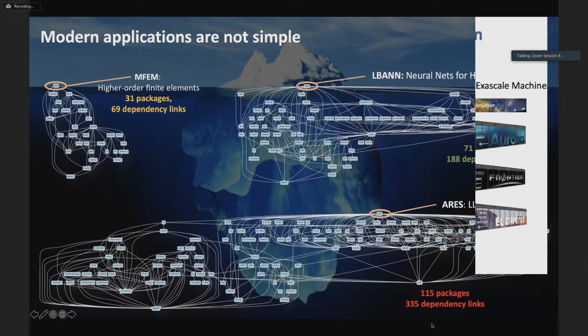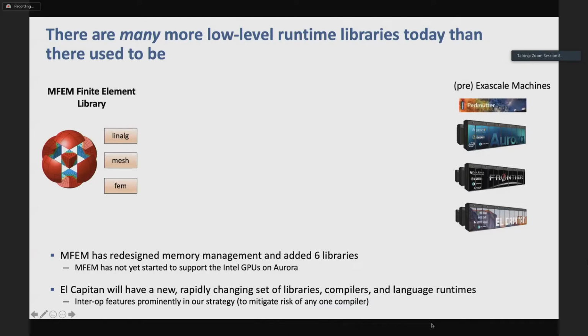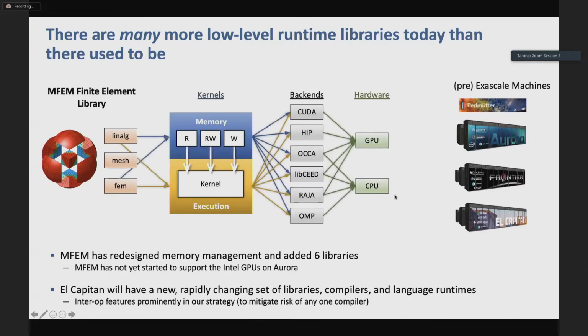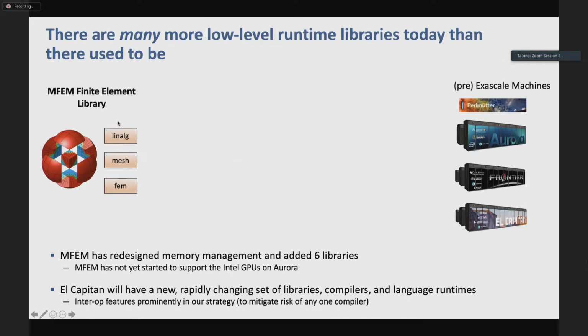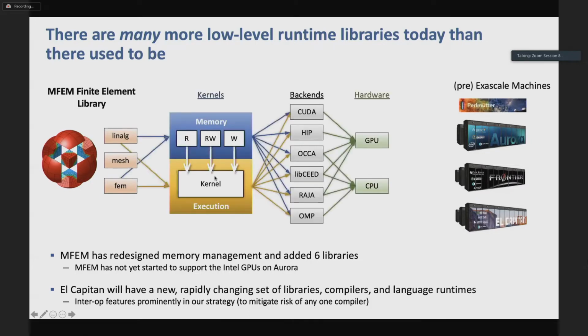And so if you look at what the libraries have had to do to work on GPU platforms now, take MFEM, that finite element library that I just showed. It has more configurations than the one that we showed, now that we've had to support 3 different exascale architectures with it. There are now a whole bunch of libraries in the middle. It used to be just linear algebra, mesh, and finite element. Now it's got a split memory model where the kernel execution is split, the memory structures are divided into read, write, and read-write, and then all of those are mapped to like 6 different backends that run on GPUs and CPUs.